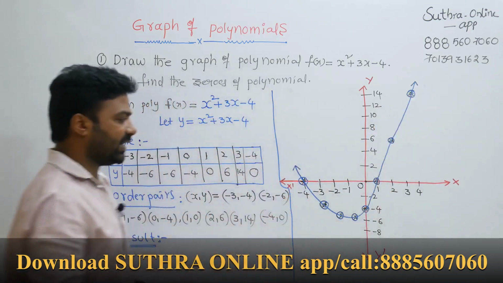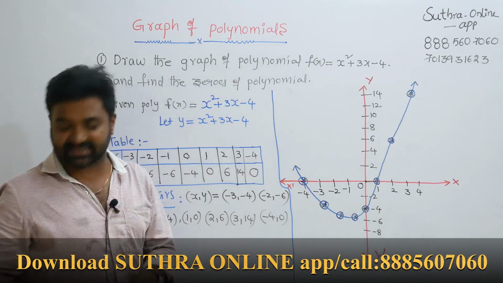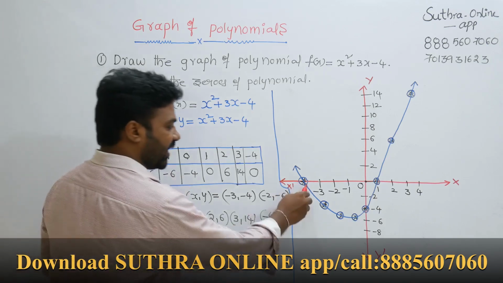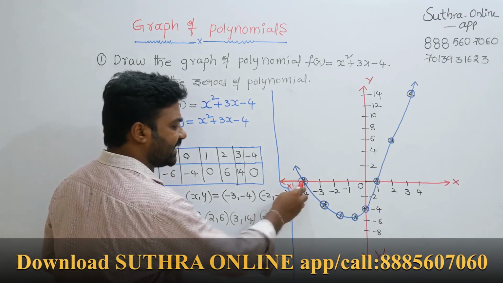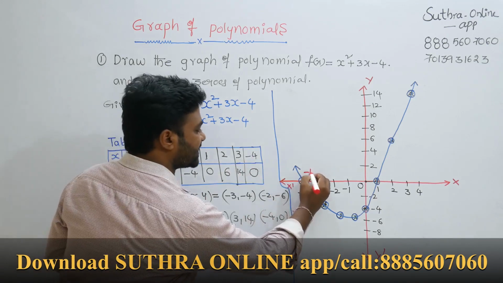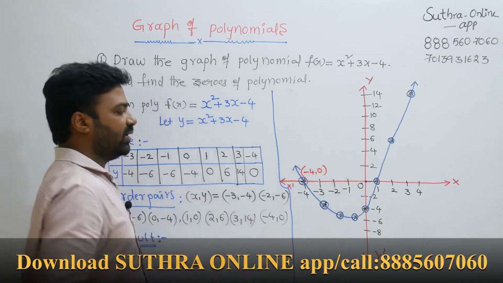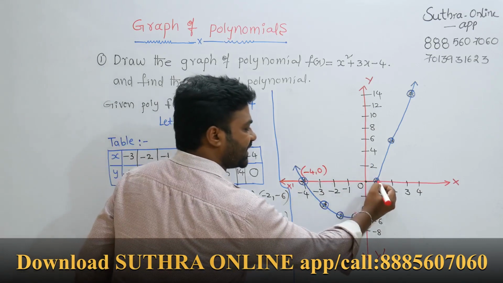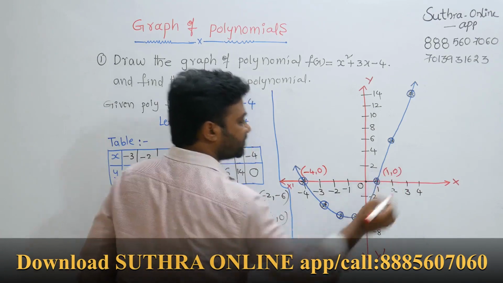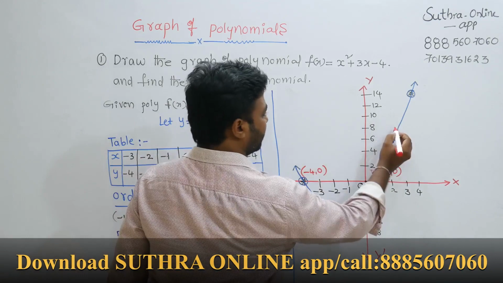Now again, you write that the curve and x-axis intersect at some points. So here the curve and x-axis intersect here. That point's ordered pair you should write. This ordered pair is -4 comma 0. So again this curve intersects the x-axis here at 1 comma 0. Next one, you write this curve name.